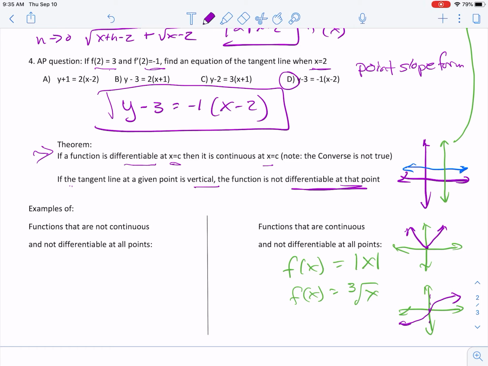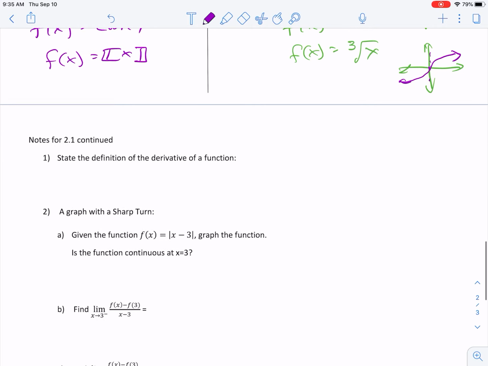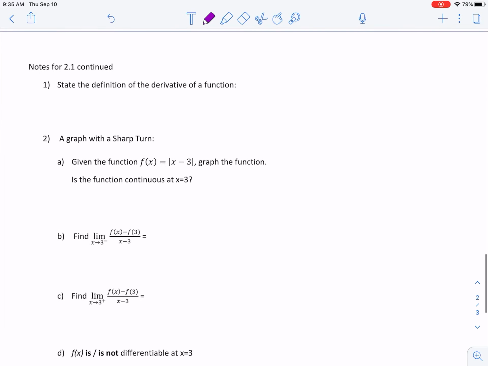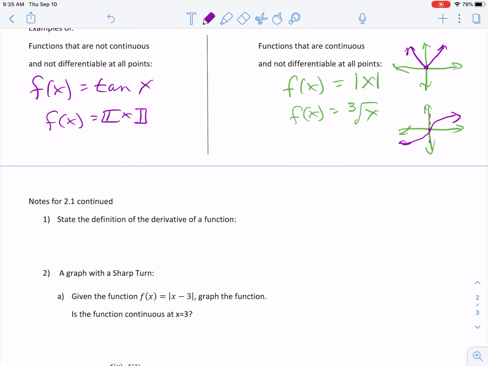Functions that are not continuous and not differentiable at all points. Well, trig's the easiest. The tangent of x. It's got asymptotes in it, right? Step function. This is the donation. That's step function. It's got jumps in it, okay? Any piecewise function with a jump is not going to be continuous. All right, so let's talk about these examples where they have a sharp turn. This is a sharp turn. This is a vertical tangent line.